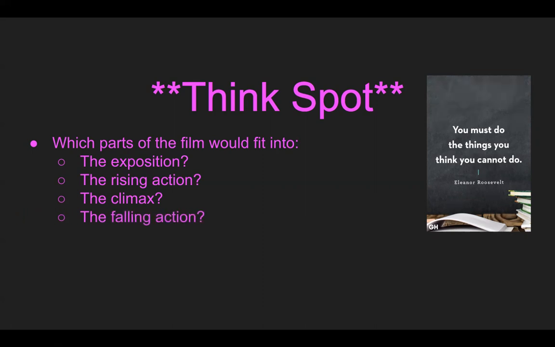What plot events of that cartoon would fit into the falling action? How do the problems start to get solved? How does the conflict begin to work itself out? Again, say it out loud to your computer if you need to.